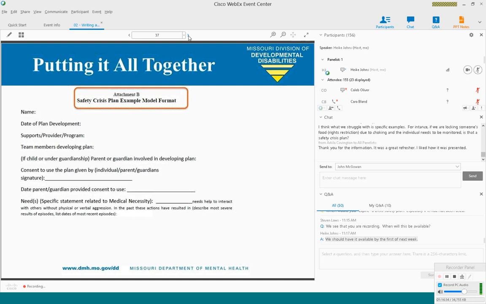So again, you can find this at the end of the directive. Again, that's Directive 4.300. The safety crisis plan example is attachment B. Attachment A is a safety assessment guide that goes through all those things we just spent time talking about. And so together it gives you a good toolbox along with this training to be able to come up with a safety crisis plan.